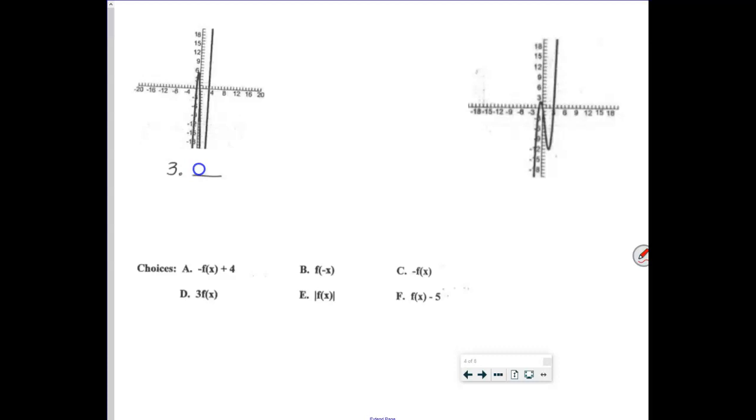All right, let's check out number 3. That one's a little more obvious. If you just kind of step back and look at 3, something has happened to that. It's been vertically stretched, I'm hearing. So yes, the only choice would be D.